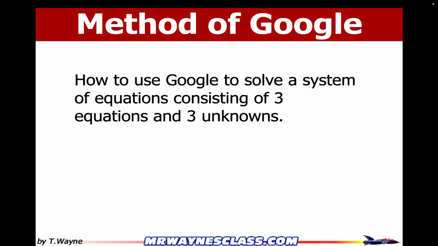There are several ways to find the solution to a system of equations. You could use inverse matrices, reduced row echelon form. You could do Cramer's rule, maybe expansion by minors, or you could use Google. So this video is going to show you how to use Google.